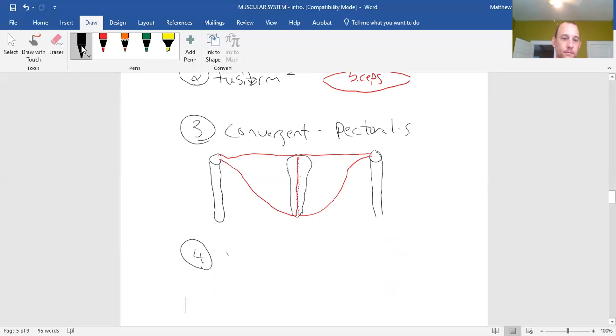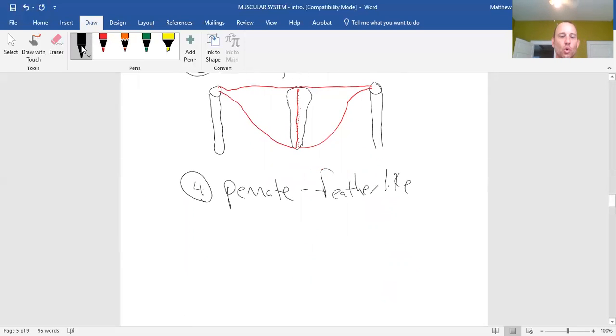Number 4, pennate. Pennate's pretty straightforward. It means feather-like. The muscle bundles tend to be really short and they run perpendicular to the bone. Several muscles of the leg are like this. To give you the pattern I'm talking about here, you have the muscle running along the bone, all right? So this, for example, would be like one of the muscles of your thigh, the rectus muscles and whatnot.